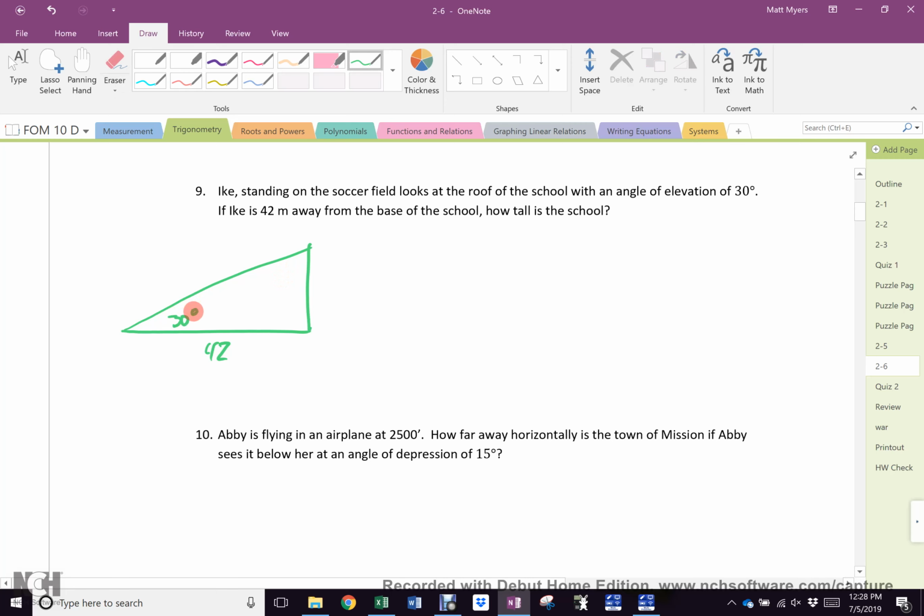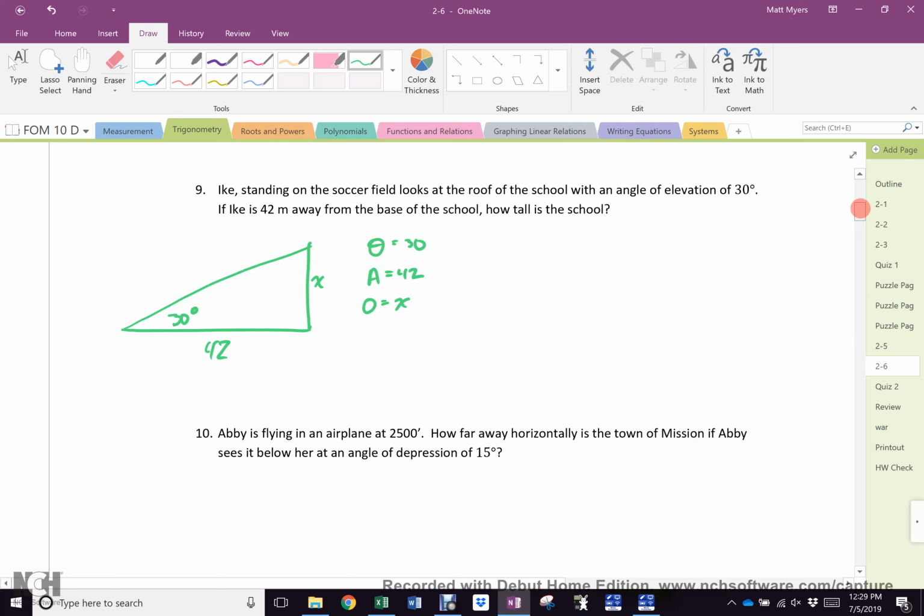And once you have the drawing, you should be able to do the question, right? Because we would write out theta equals 30, adjacent equals 42, and I want how tall is the school? Right there. Opposite equals X. We're not going to do that together because that part you already know how to do. I'm going to leave that for you. We're going to practice the drawings together now. Everybody cool? All right. Let's look at the next one.